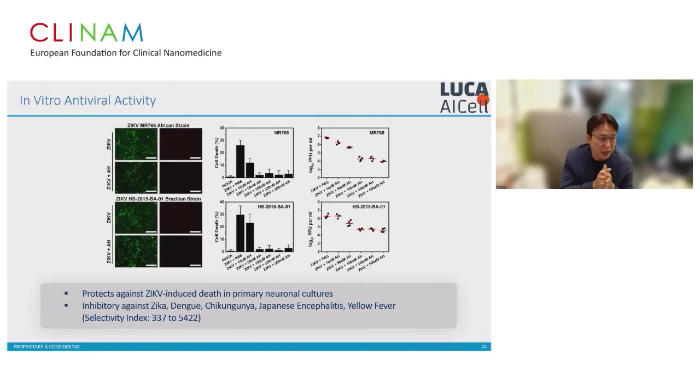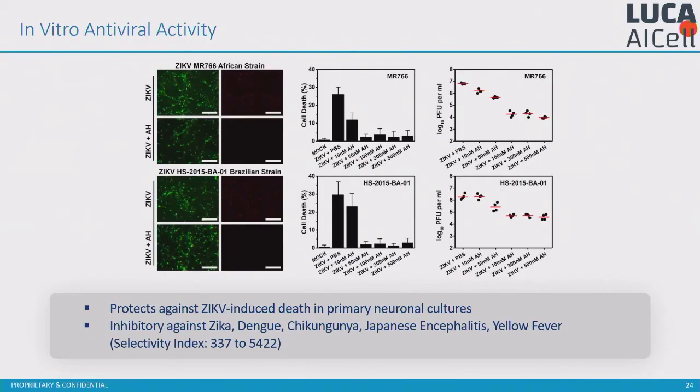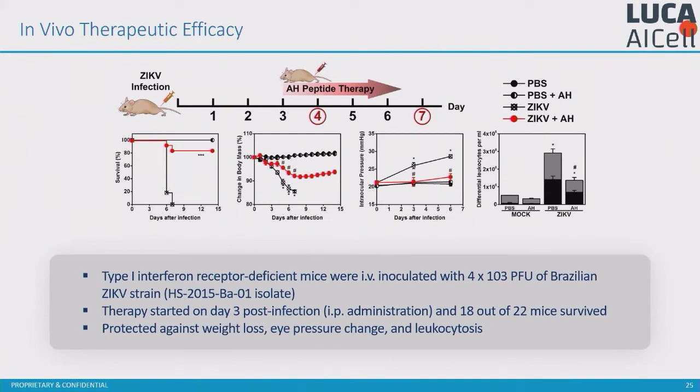Let's start with the in vitro antiviral activity: the peptide protects against Zika-induced death in primary neuron culture, and it inhibits not only Zika but also dengue, chikungunya, JV, yellow fever, and so on. The therapeutic index is up to 5,000 in this particular case.